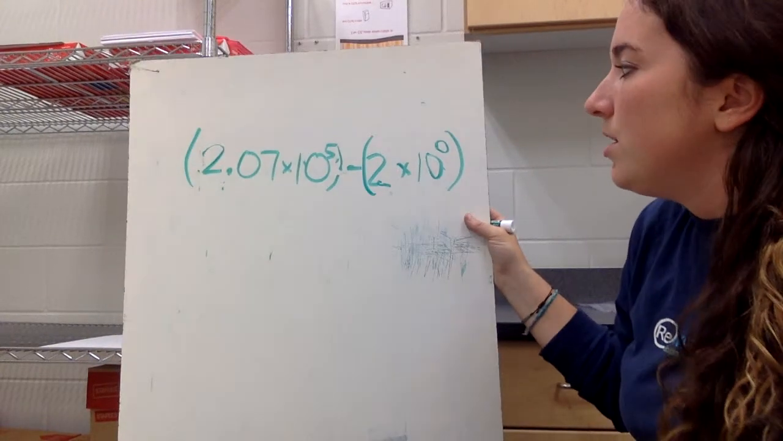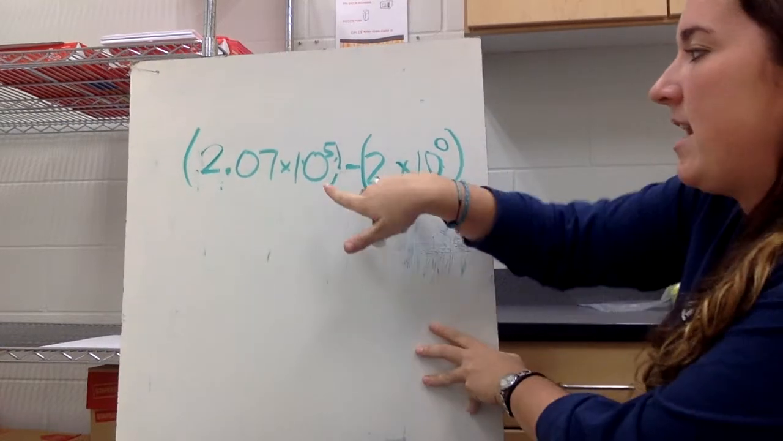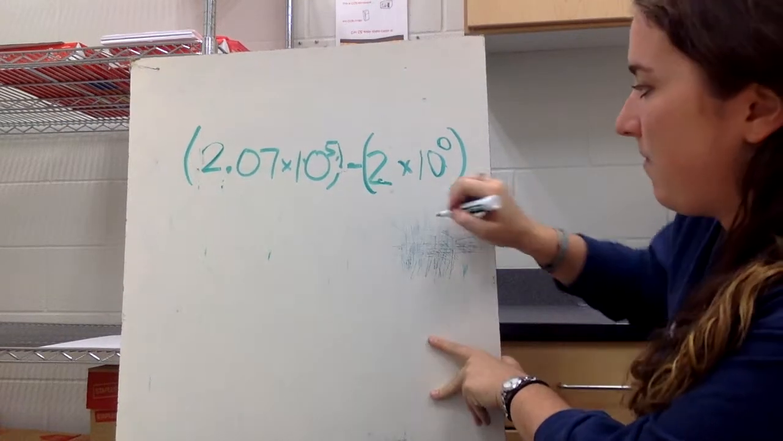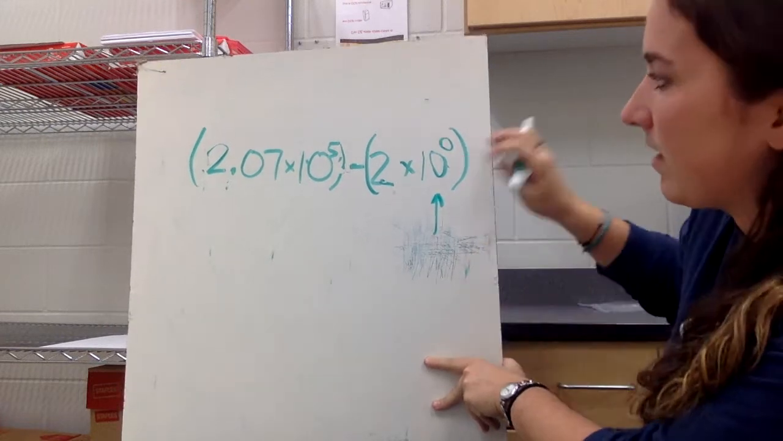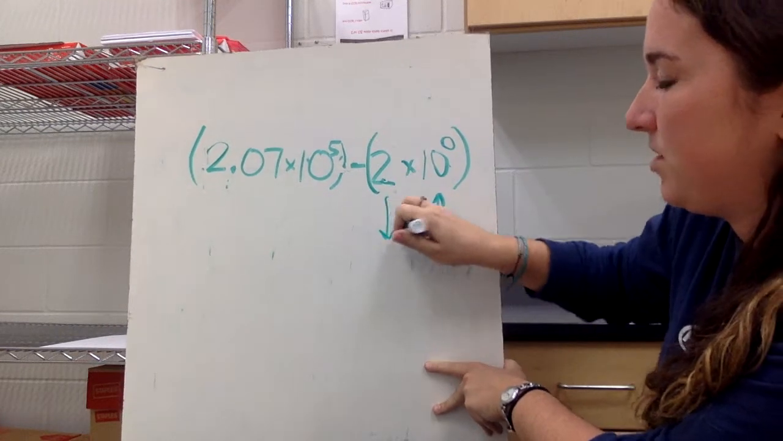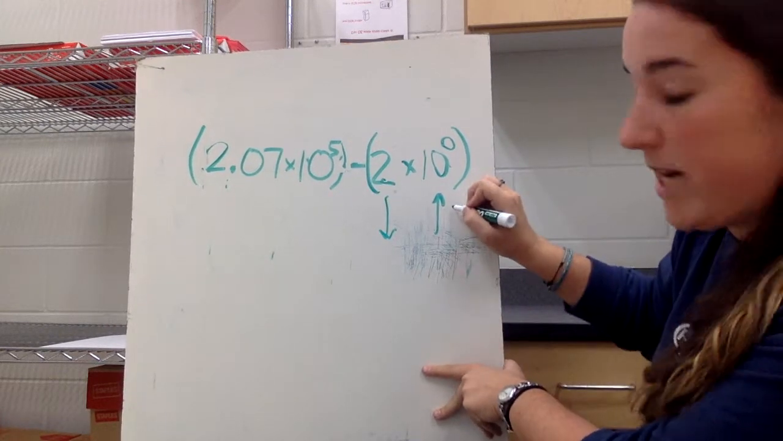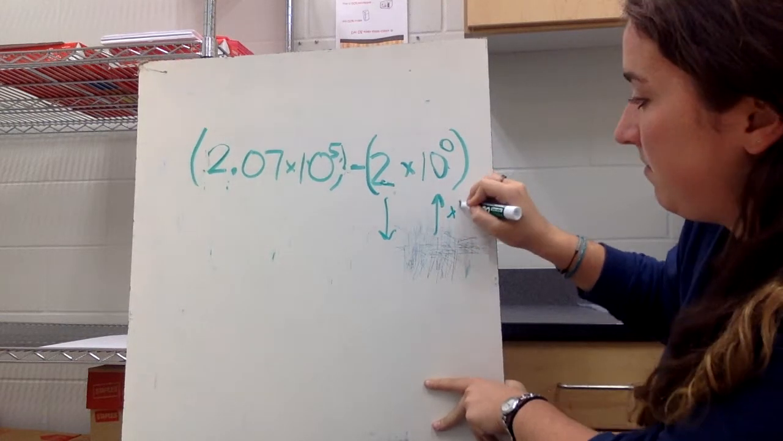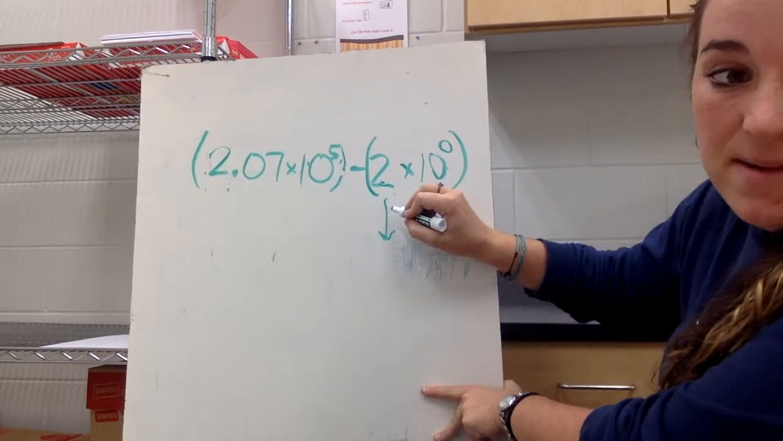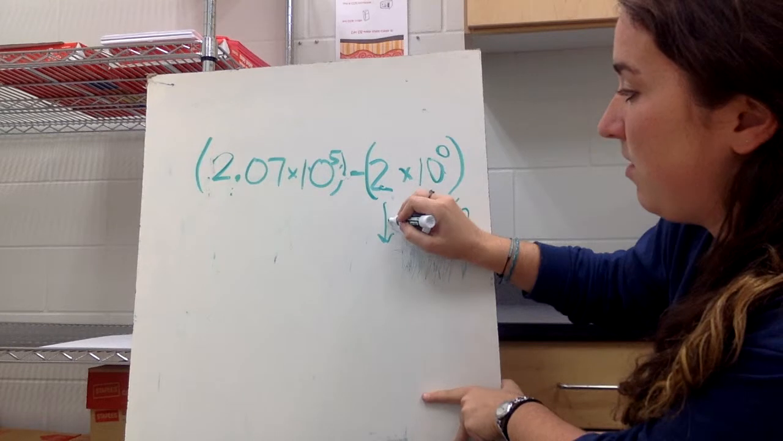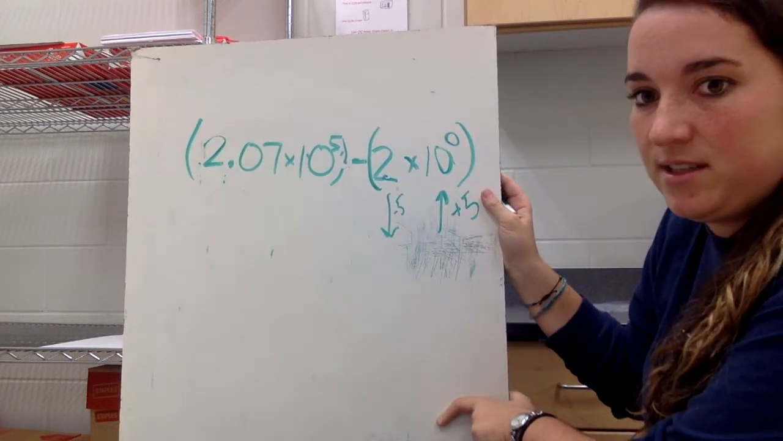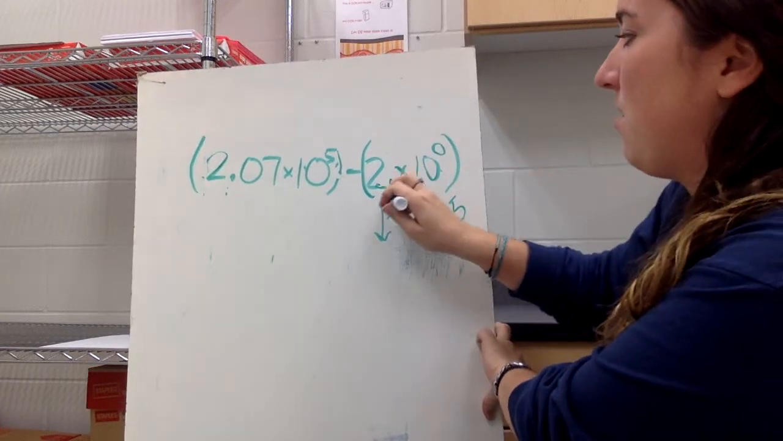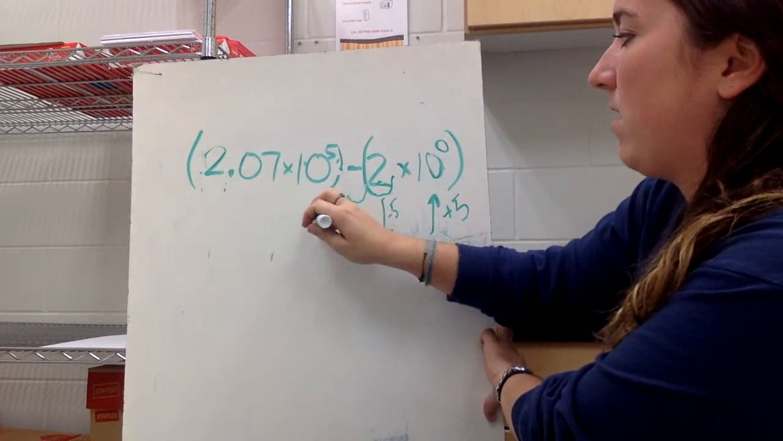All right, so now I need to make it so that my exponents are the same, which means I need to make this exponent bigger. When I make this one bigger, I need to make this one smaller. How much bigger do I need to make this one? Plus 5, which means that I need to make this smaller by moving the decimal 5 places. In which direction? To the left. So it'll be 1, 2, 3, 4, 5.